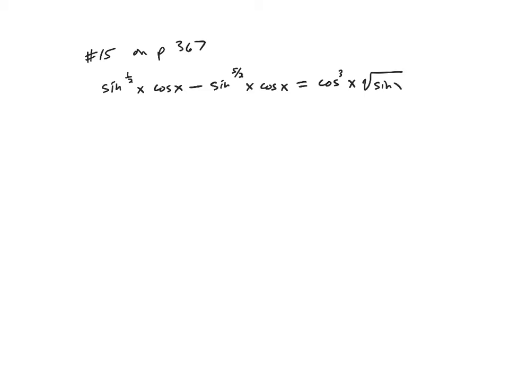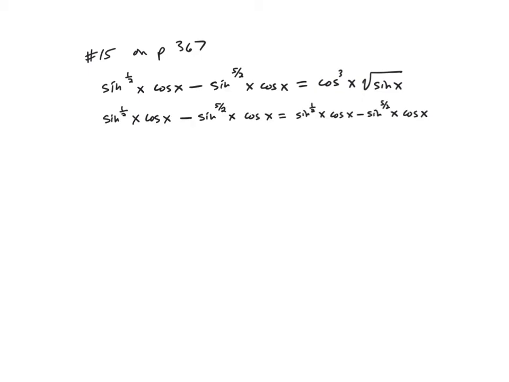Okay, now we're going to look at number 15 on page 367. It looks kind of weird. It's sine to the 1/2 of x, cosine of x, minus sine to the 5/2 of x, cosine x, equals cosine cubed x times the square root of the sine of x. Now on this one, I would take this left side here and work with that and see if I can get it to look like the right side.